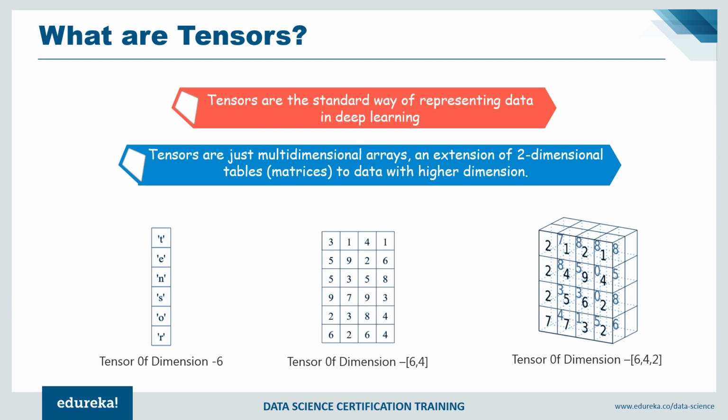As you can see here, first of all, we have a tensor of dimension 6. Then we have a tensor of dimension 6, 4, which is 2D. And again, we have a tensor of dimension 6, 4, and 2, which is 3D. Now, this dimension is not restricted to 3. We can have 4 dimensions, 5 dimensions. It depends upon the number of inputs or the number of classes or the parameters which we provide to a particular neural net or a particular perceptron.